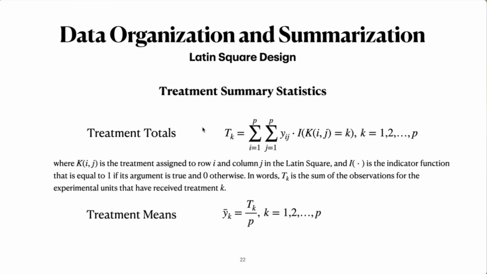Okay, so once we have the treatment totals for each of the P treatments, we can use those to come up with the treatment means. Obviously the way that we would do that would be to divide the particular treatment total by the number of observations that went into that total, which is going to be P, assuming we don't have any missing data. And so that is how we would get the sample means for each treatment.